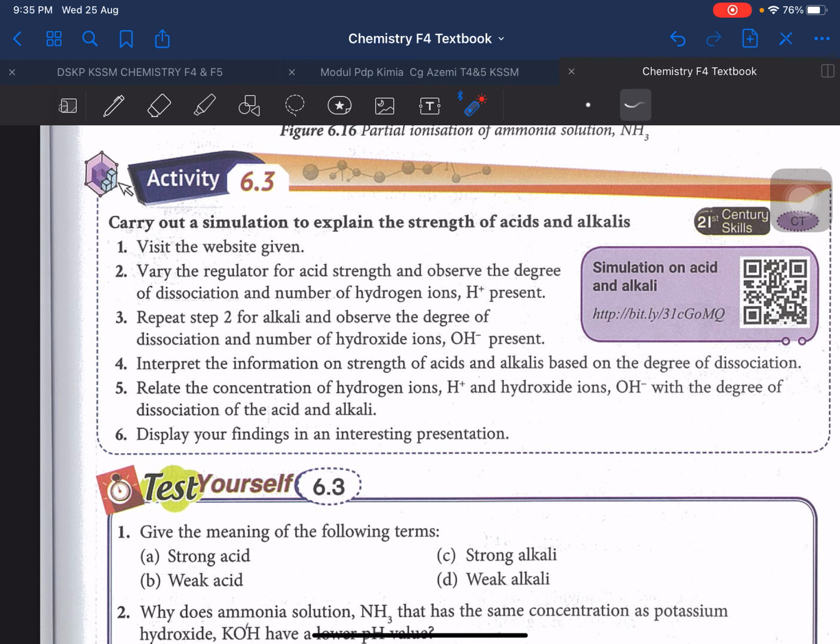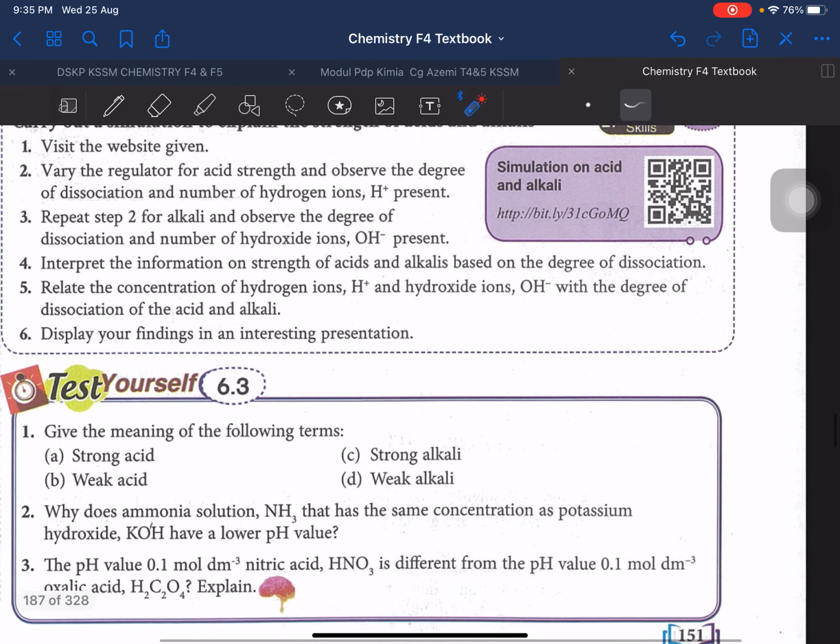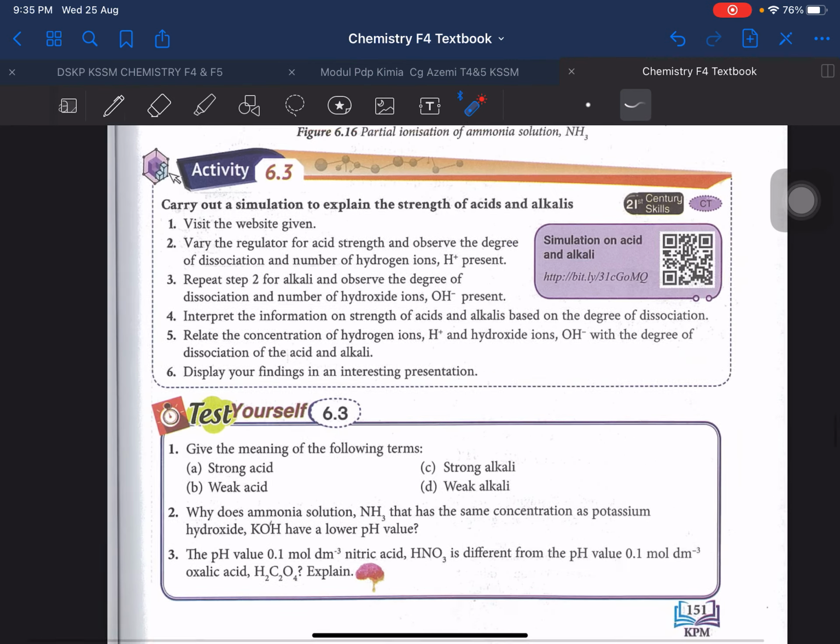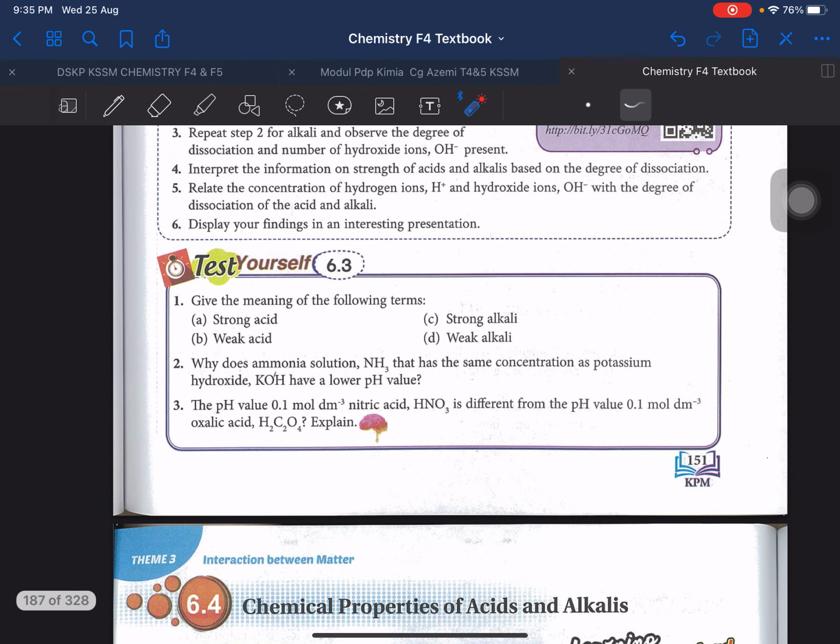You can watch the simulation on acid and alkali in your textbook by scanning the QR code here. And please do the exercise, this one. Test yourself 6.3 in page 151.